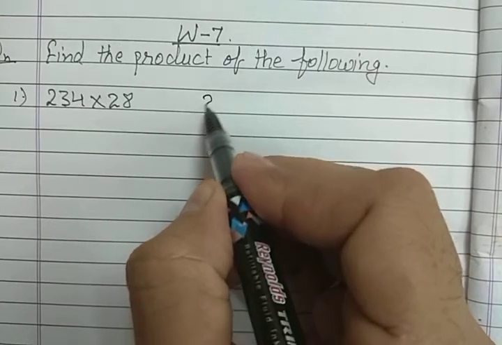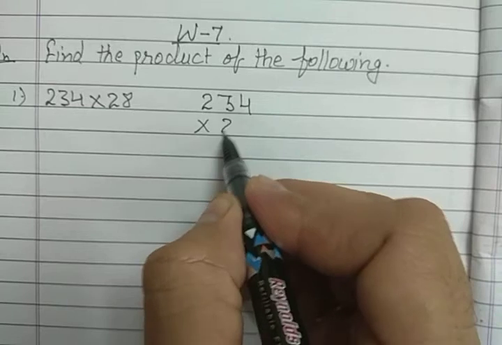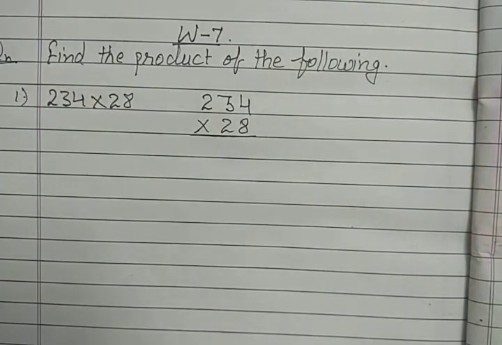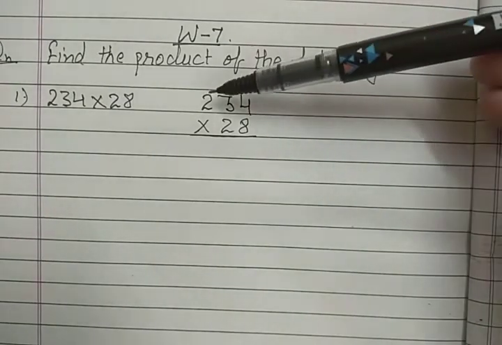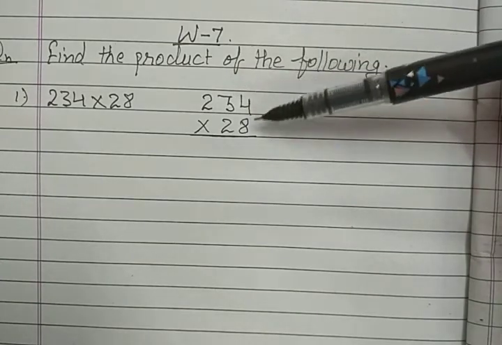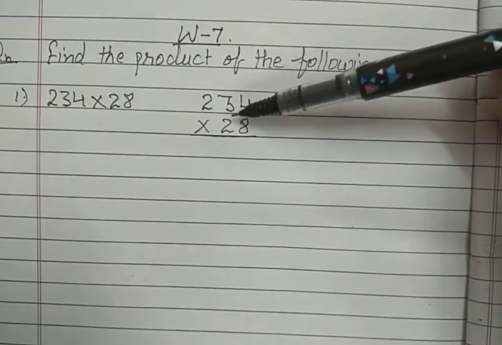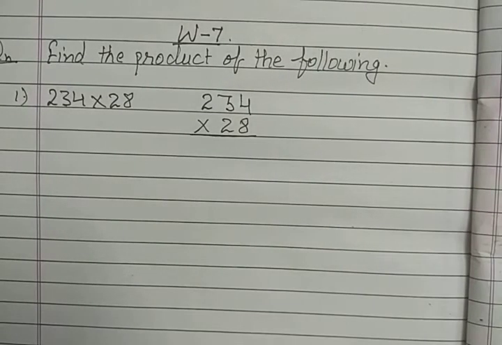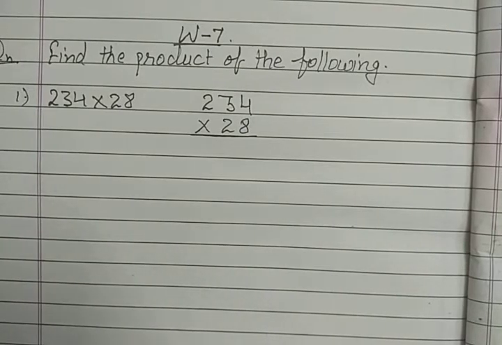So it is 234 multiplied by 28. Here also the steps are the same. First of all, we multiply 234 by the digit at ones place, that is 8, and then we multiply 234 by the digit at tens place, that is 2, and then in the third step we will add the two products. So here we'll start the question.